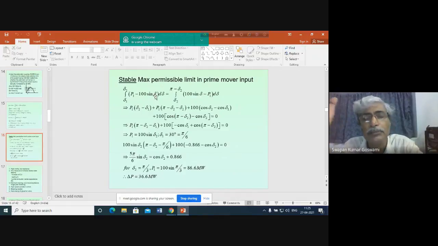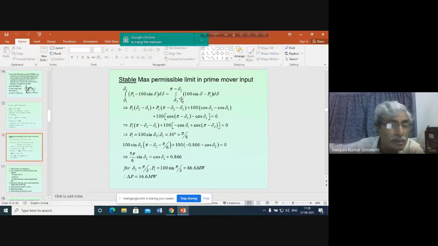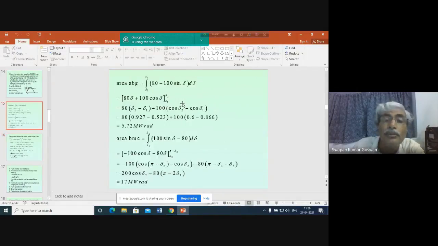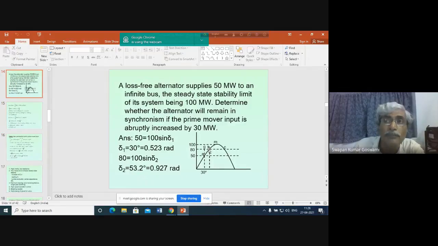That means delta 2 is the angle up to which, that is the crossing point between the input power line and output line. If the machine becomes stable, here the machine will become stable at this point. This will be the new operating point. Between delta 1 and delta 2, we are finding out the accelerating area. Between delta 2 and pi minus delta 2, this is the decelerating area. This indicates that if the machine becomes stable, then the new operating point will be this one, because around this point we have obtained this area equal to just this area. So this has been done.